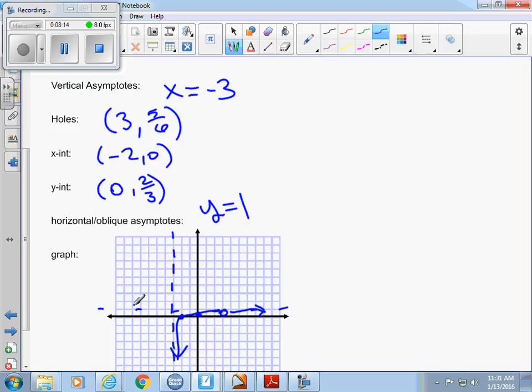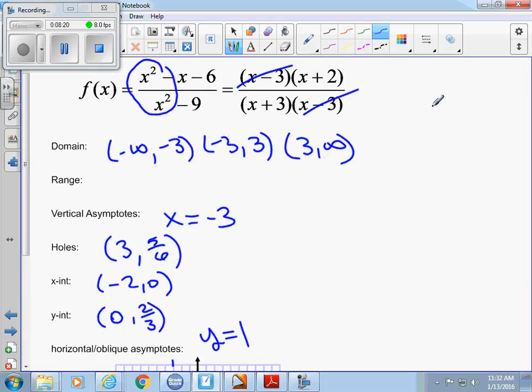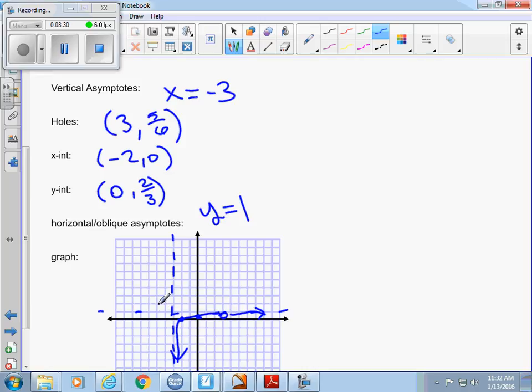Plug in a number to the left, like -4. If I plug in -4, I would get -2 on the top. On the bottom, I would get -1, which is +2. Am I going too fast? I am going fast, I know. Am I going too fast is the question.